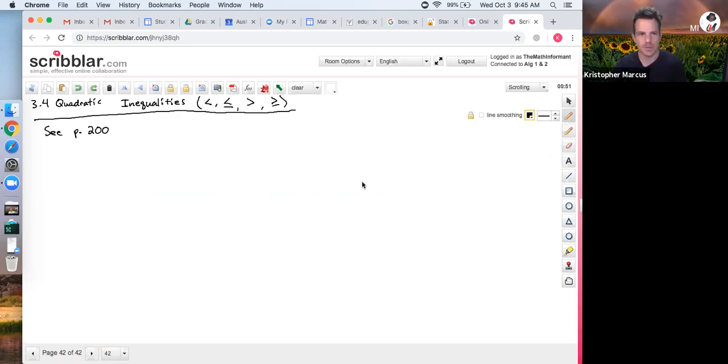So we'll do the smiley cases. Case 4. When is it smiley? When little a is a positive number. When little a is positive, for ax squared plus bx plus c. Okay, so if a is positive, we know that we're going to see something like this.